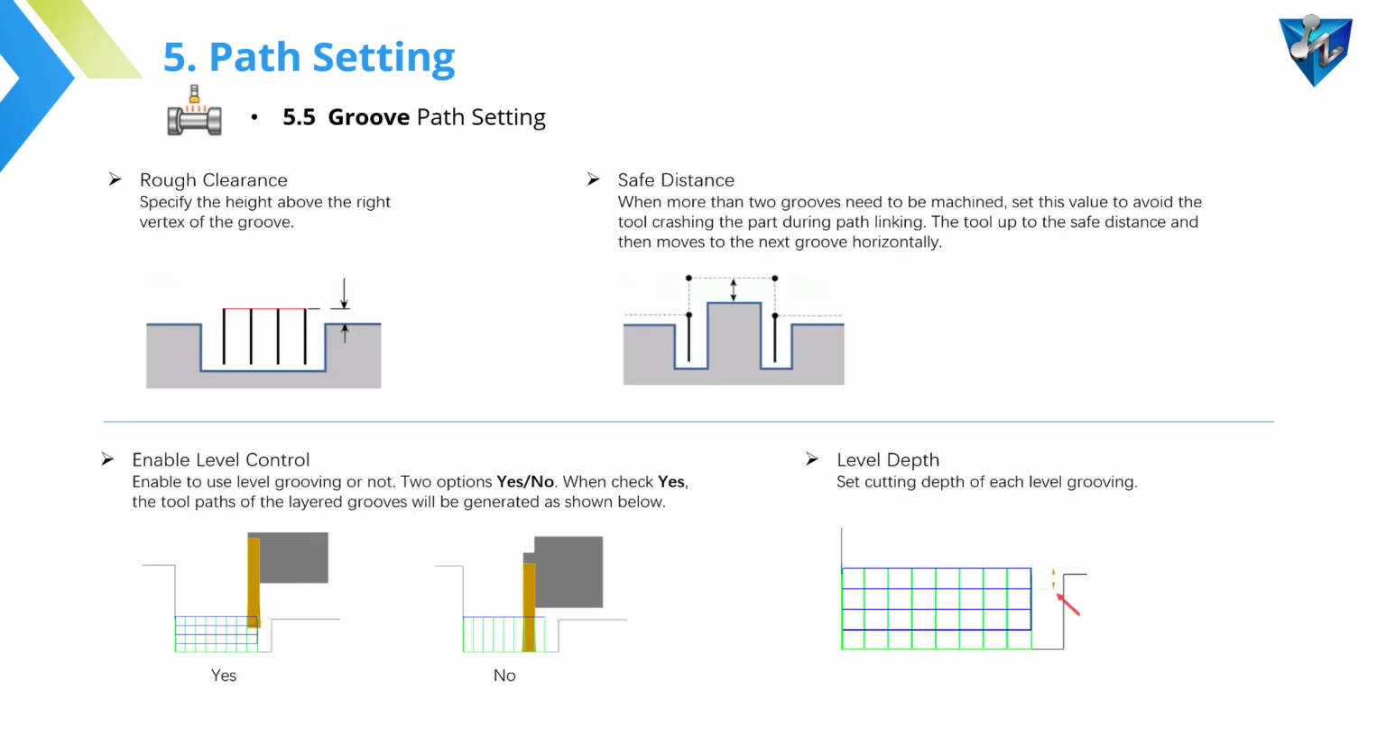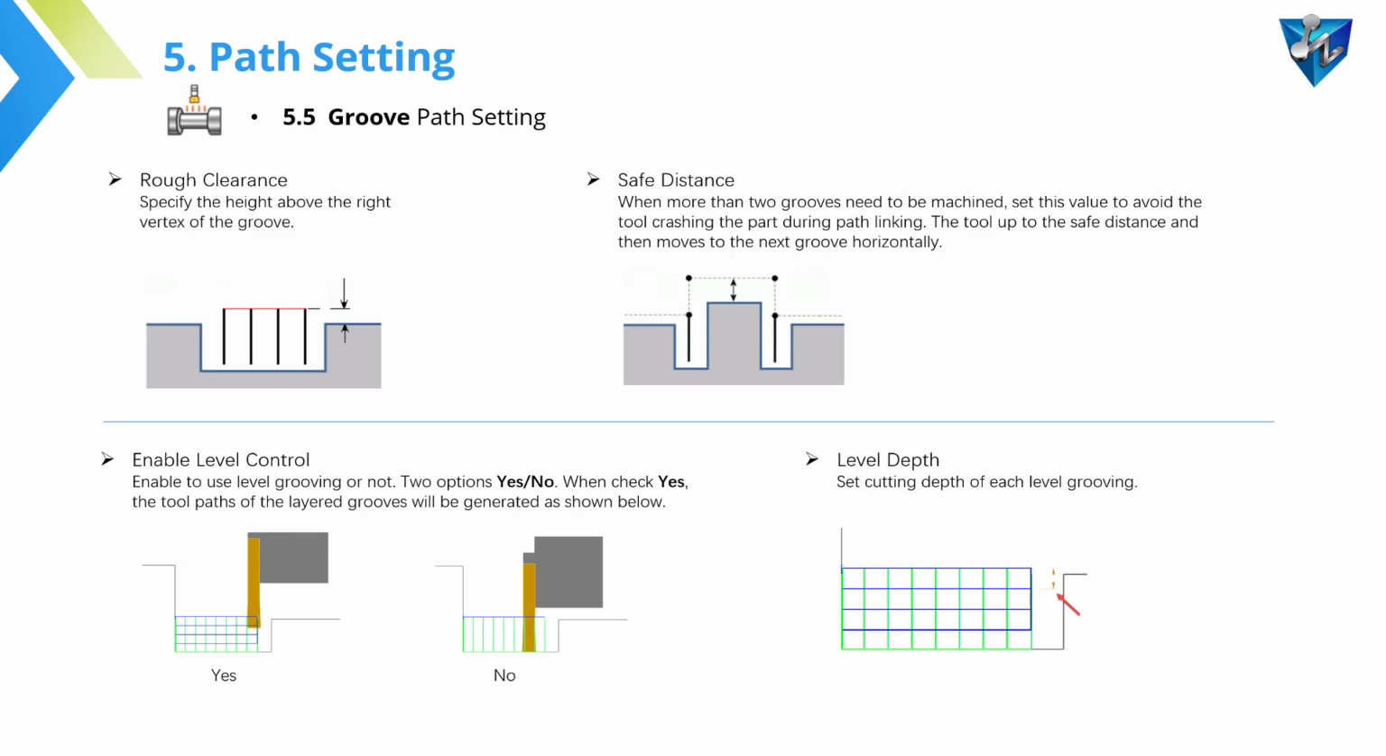Let's continue with the remaining parameters for groove path settings. Rough clearance allows you to specify the height above the right vertex of the groove. Safe distance comes into play when you have more than 2 grooves that need to be machined. This value helps prevent the tool from colliding with the part during path linking. The tool will move up to the safe distance and then horizontally to the next groove.